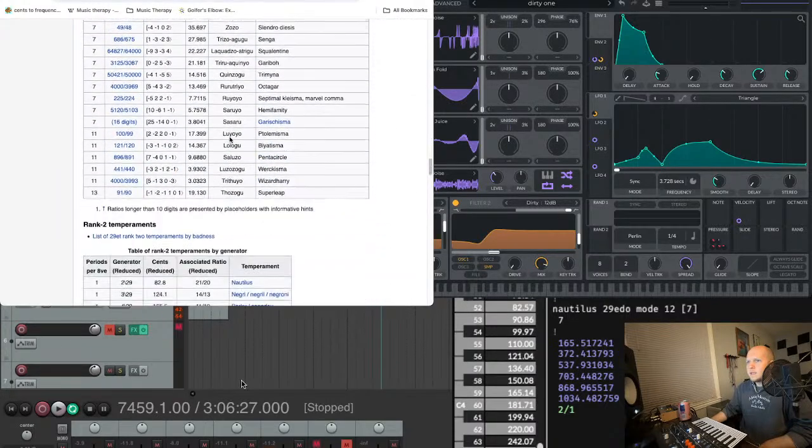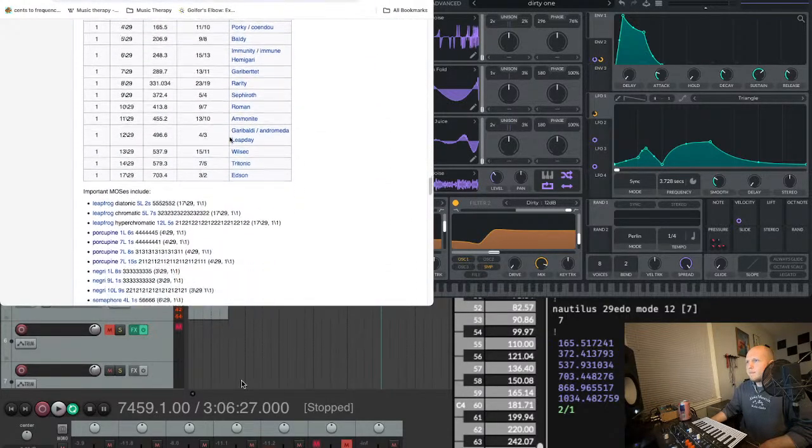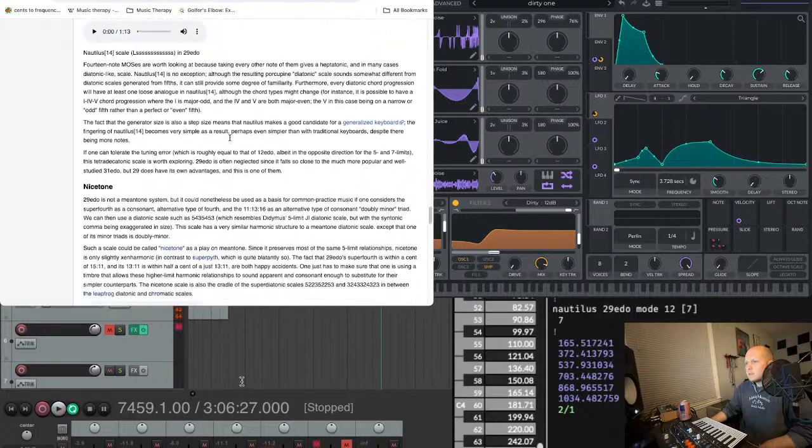Yeah, the reason I chose this 7-note subset was based on something on the Zen Harmonic wiki. I've got a scale picked out. It's a subset of a subset.